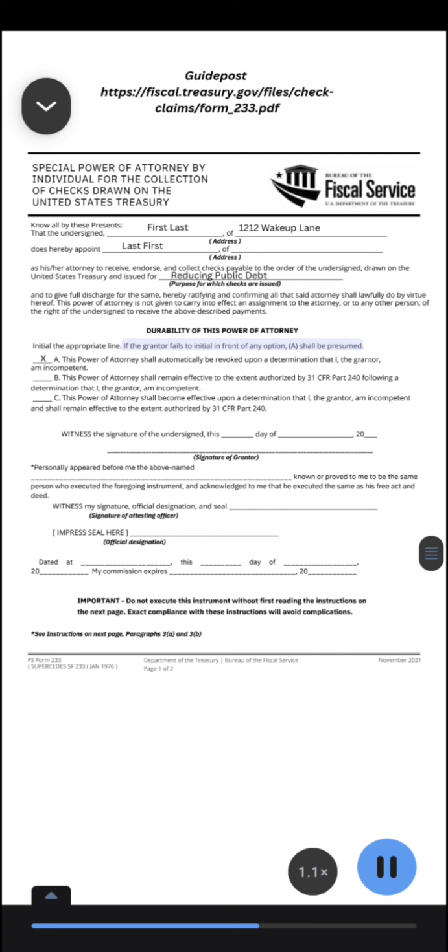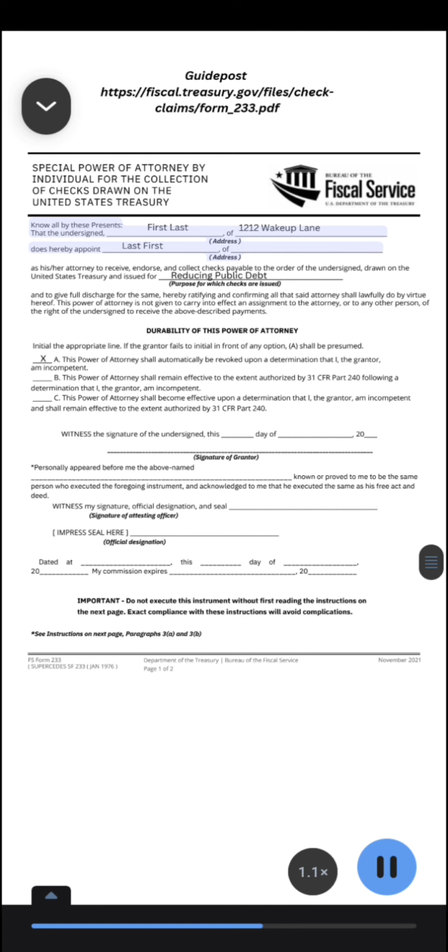Initial the appropriate line. If the grantor fails to initial in front of any option, A shall be presumed. A. This power of attorney shall automatically be revoked upon a determination that I, the grantor, am incompetent. B. This power of attorney shall remain effective to the extent authorized by 31 CFR Part 240 following a determination that I, the grantor, am incompetent. C. This power of attorney shall become effective upon a determination that I, the grantor, am incompetent, and shall remain effective to the extent authorized by 31 CFR Part 240.